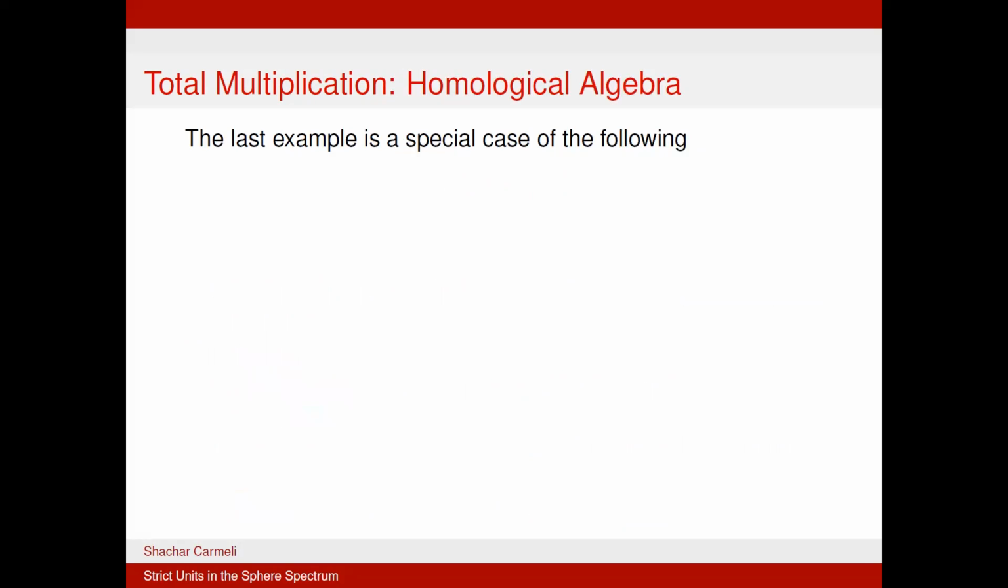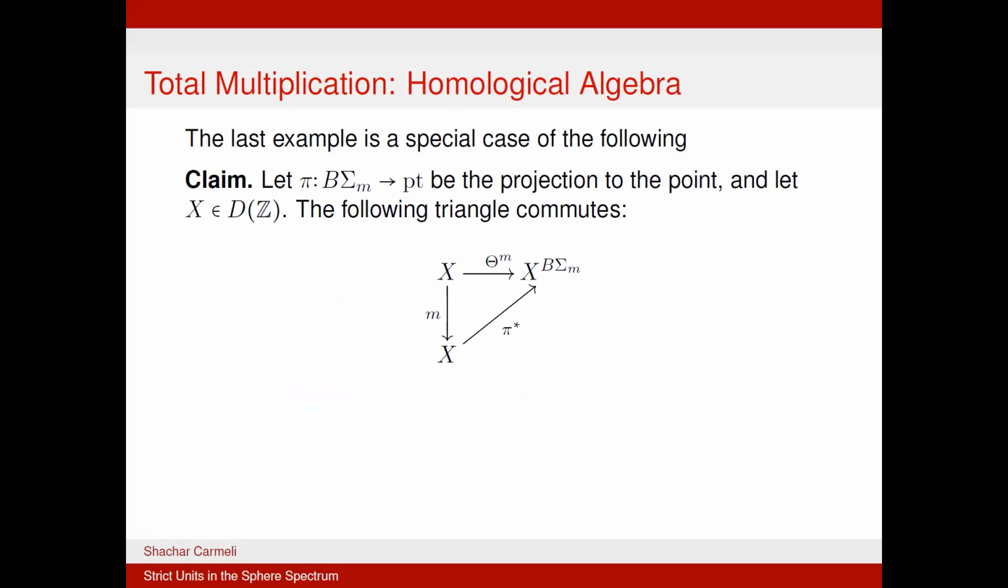So what happens when we consider the total multiplication by m maps on a spectrum which has a Z-module structure, namely in the context of homological algebra? So here is the claim. If we let π be the terminal map projecting BΣ_m to a point, and we have any X in the derived category of Z, remember this is the same as a spectrum endowed with a Z-module structure, then we have the following commutative square. We can look at the total multiplication by m map, and it decomposes as the naive multiplication by m map, and then the constant map, the map that produces constant maps from X to BΣ_m.